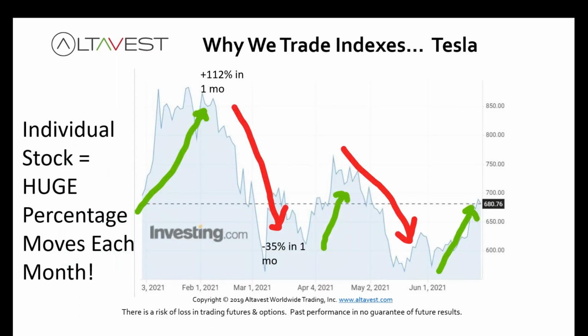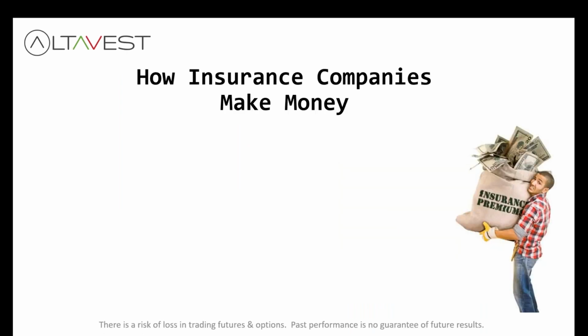And here's an example of the volatility. We don't need to dwell on it. Here's Tesla. Look at this 100% move in a month, down 35%, up again, down again, up again. I mean, you get that a lot with stocks, not just Tesla. So large percentage moves, volatility. And with an index, of course, you don't get that much of a move just by default.